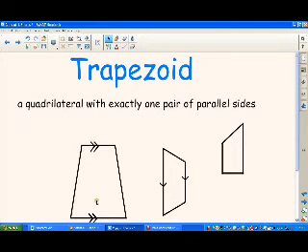Now, in order for something to be parallel, you need to see these little arrows. If you don't see these arrows, and I don't tell you in the directions that lines that appear parallel are parallel, then they're not parallel. You have to see these markings for them to be parallel.